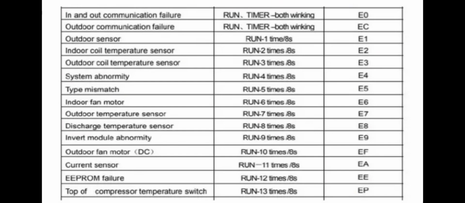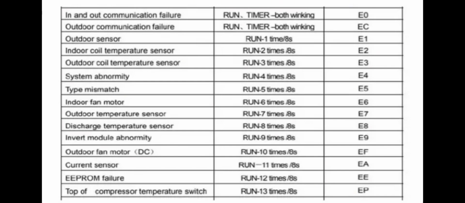Now everywhere that I look for E5 says that E5 and E0 are exactly the same fault. I never had an E5 myself. E6 is indoor fan motor. You can check if the fan on the indoor unit runs normally. If it doesn't, you can check the wires to the fan, between the fan and the PCB. You can replace the fan motor or you can replace the main PCB.